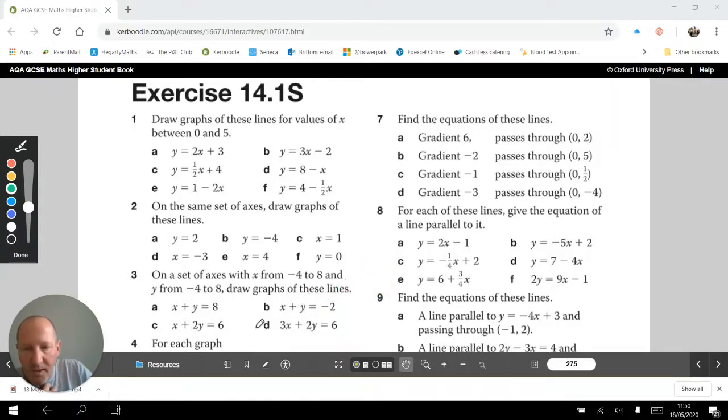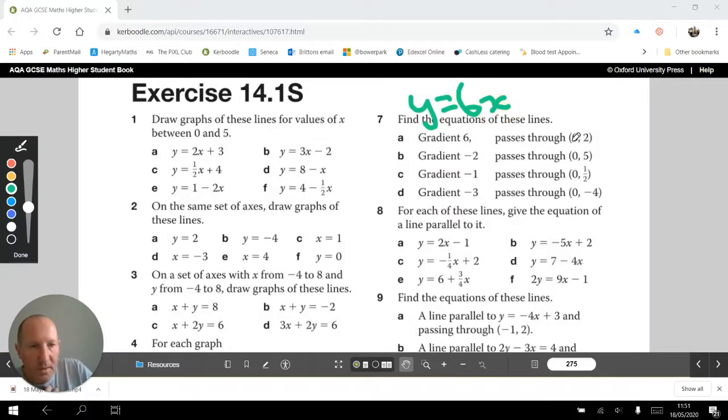If you look at all of these, they'll all give you negative gradients because the x will actually be moved across. And I find it the easiest way to plot these graphs rather than trying to do a different sort of calculation. Number 7. The gradient is 6 and it passes through the point (0, 2). So I know the first bit of the equation is y equals 6x.